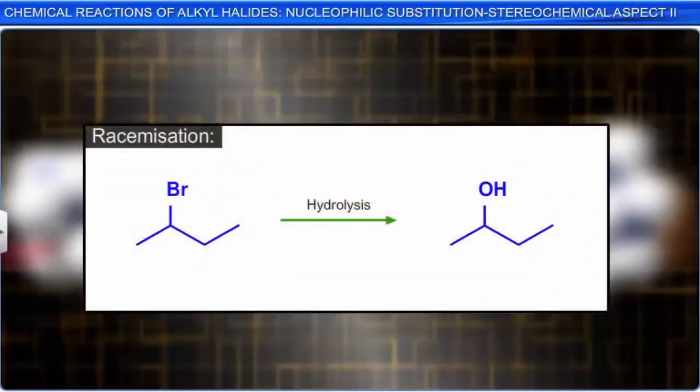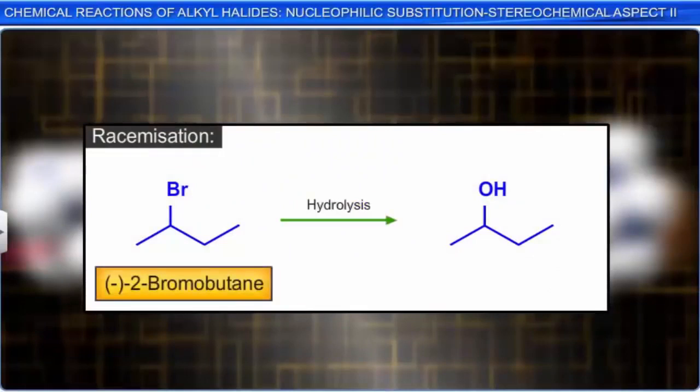An example of this type of reaction is the hydrolysis of optically active (-)-2-bromobutane, which yields a mixture of (+) and (-)-2-butanol. Remember that it's a racemisation process.